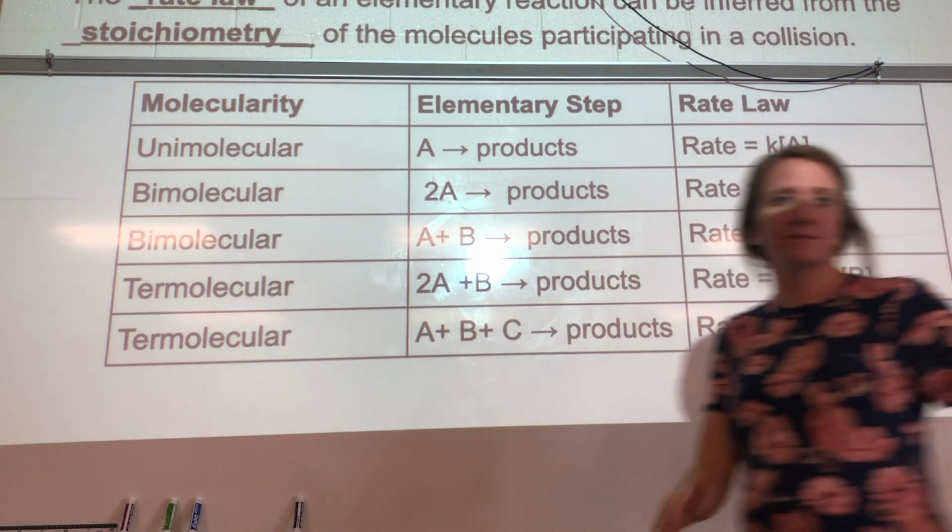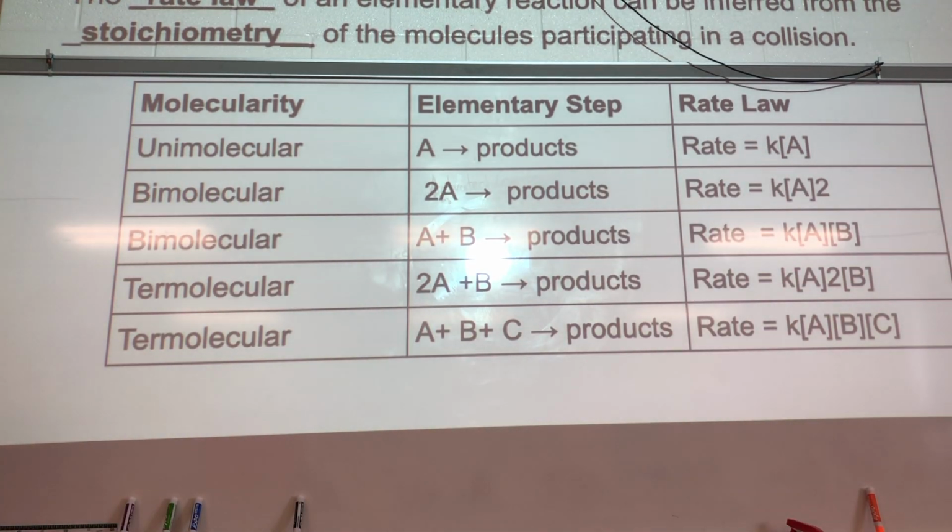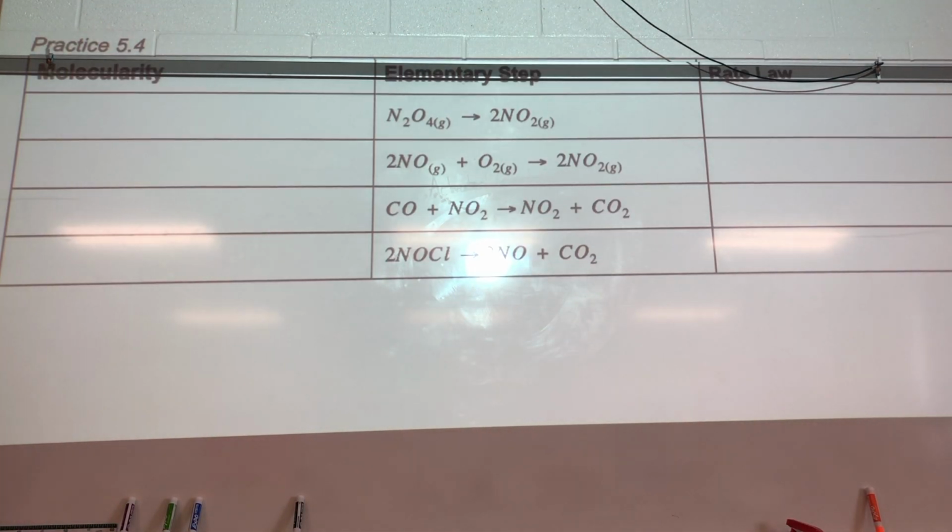Okay, let's try for some smiley faces. With your table buddy, fill in this table. Ready, set, go. By the way, the rates on this problem should not have A's and B's because there are no A's and B's in this problem.